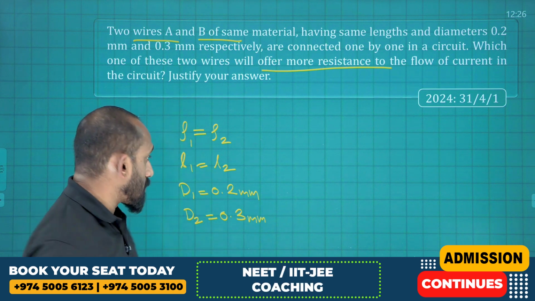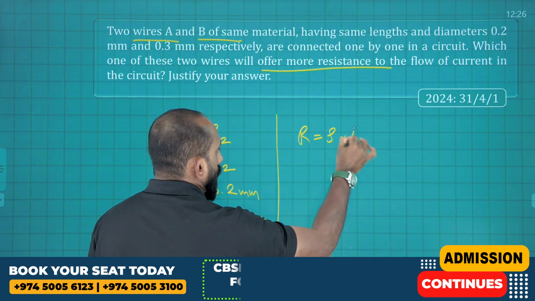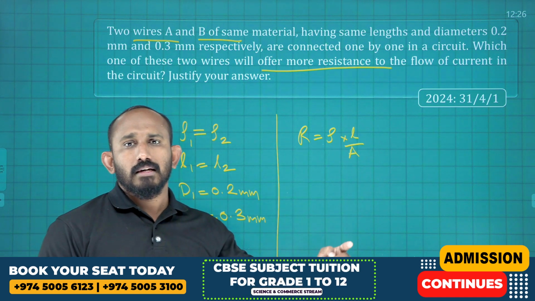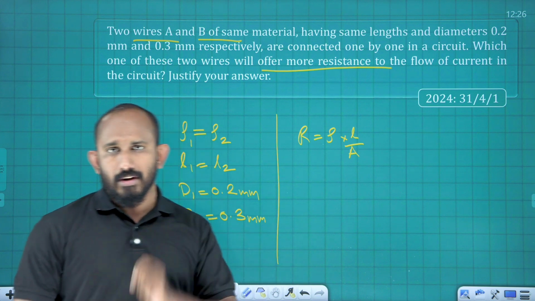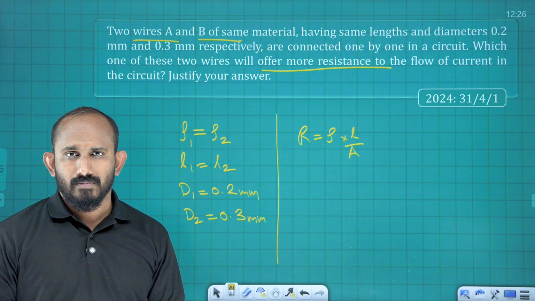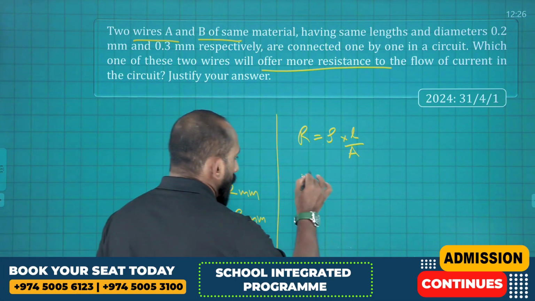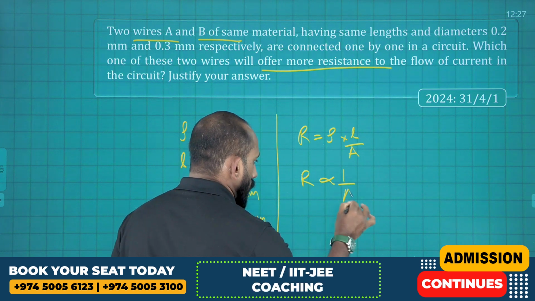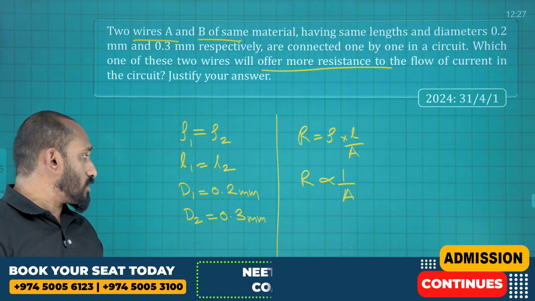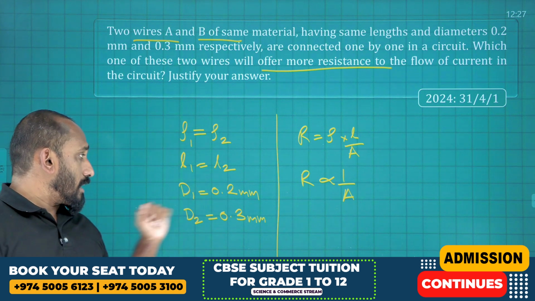So, we have the resistance equation. R is equal to rho into L by A. Resistance is directly proportional to length and inversely proportional to cross-sectional area. So, R is equal to rho into L by A, the equation. Here, rho is the same, L is the same. So, we can say R is inversely proportional to the area of cross-section, A. Now, diameter is greater for D2 and lesser for D1. So, which area is greater? A2 is greater than A1.